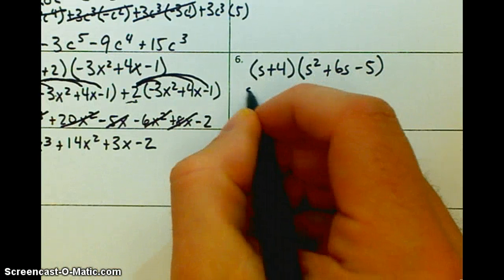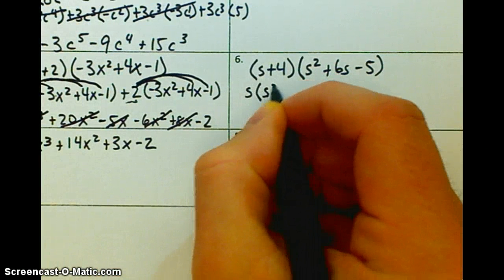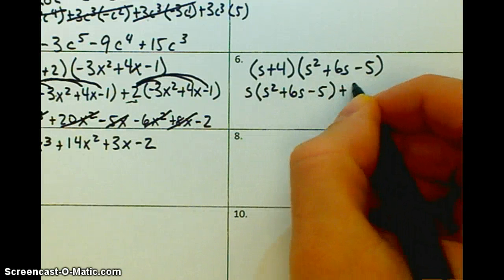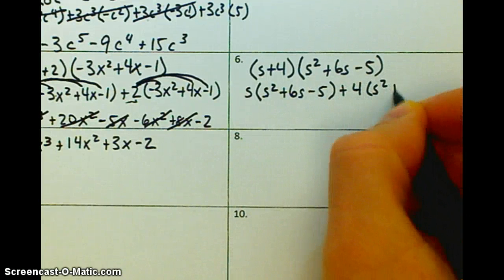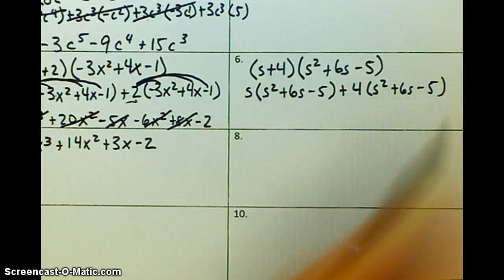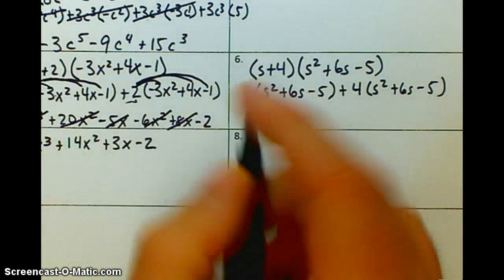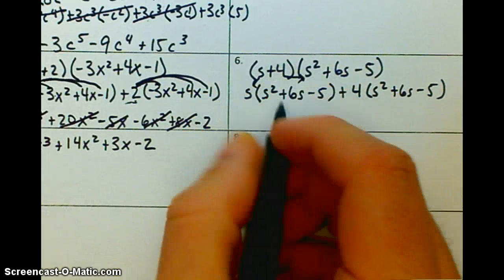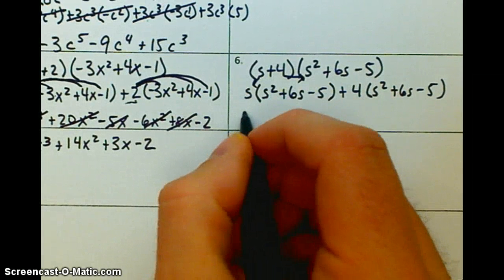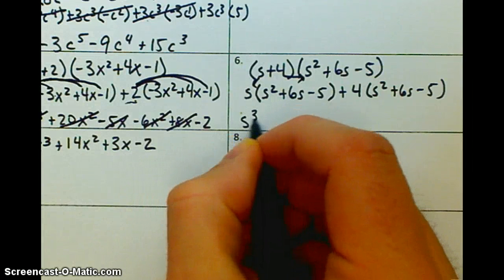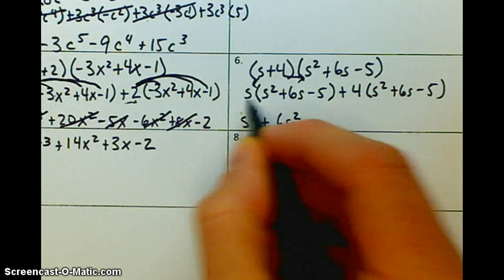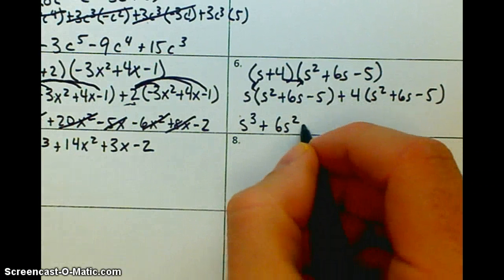So let's break it apart. So it's s squared plus 6s minus 5 plus 4 times s squared plus 6s minus 5. Okay, so I just broke it apart. This goes here, and that goes over there. Okay, so just distribute. So s times s squared, like bases, we add the exponents, plus 6s squared, add the exponents to the base, minus 5s.